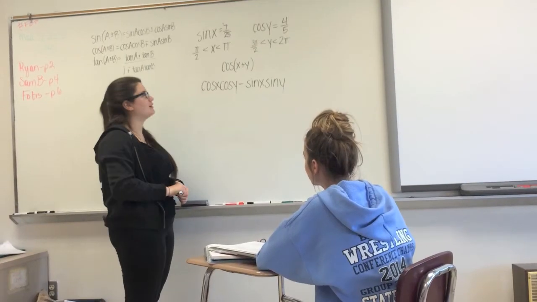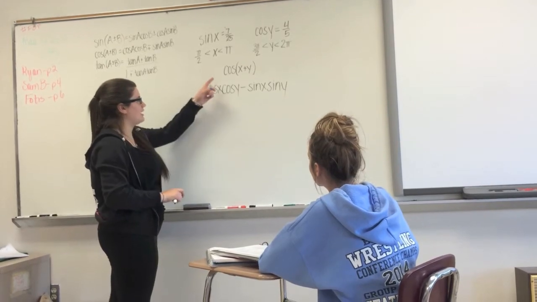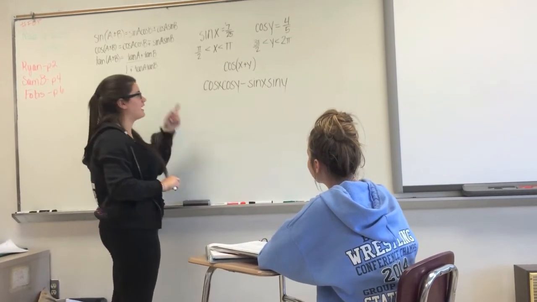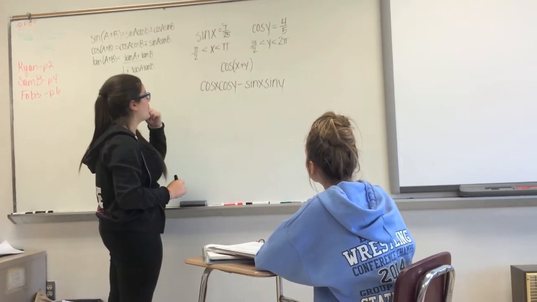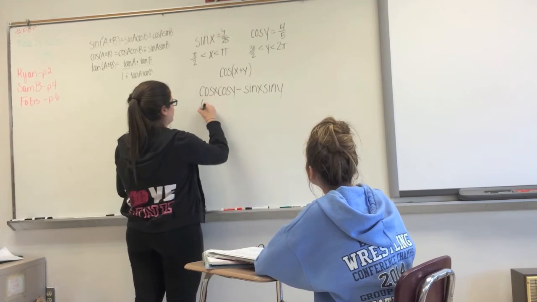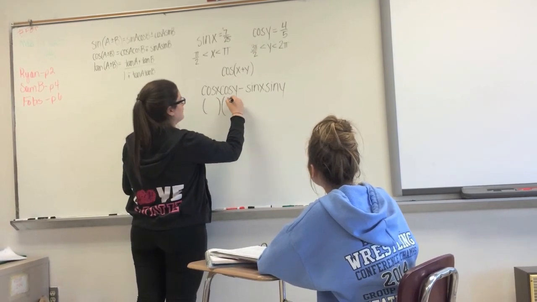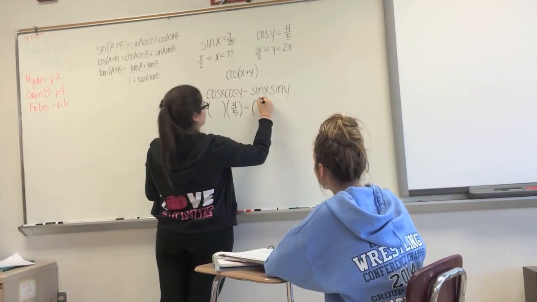This is another example where you have to draw the triangles to find the missing values. And we're finding a sum of a cosine of x plus y. And we have to plug in what we already know. So Hannah, what do we know already? We know cosine y is 4/5, and sine of x is 7/25.